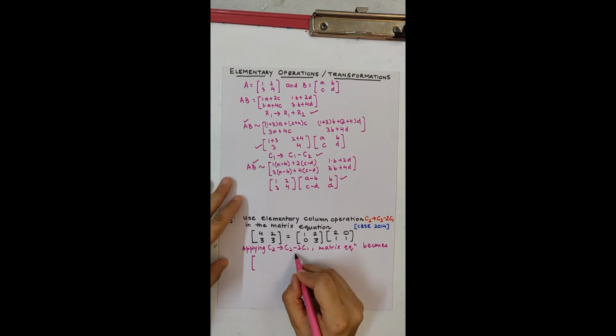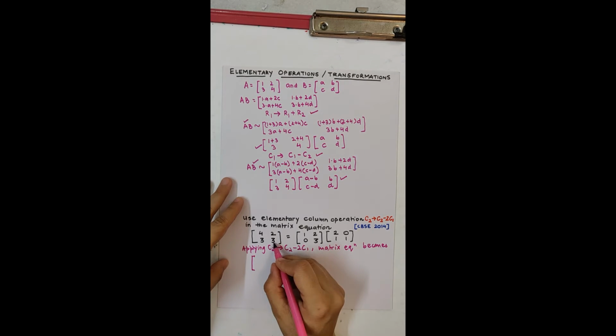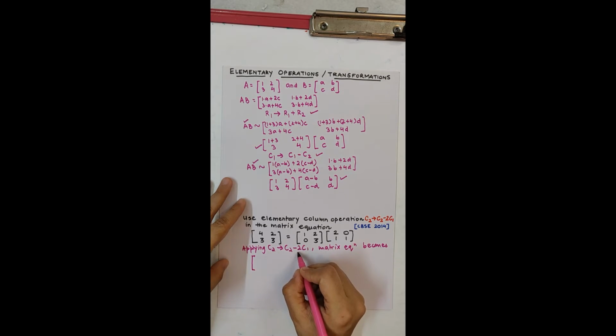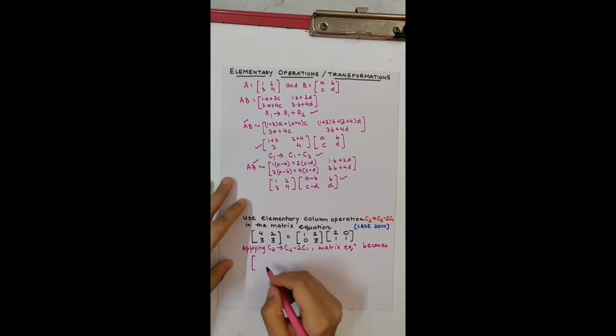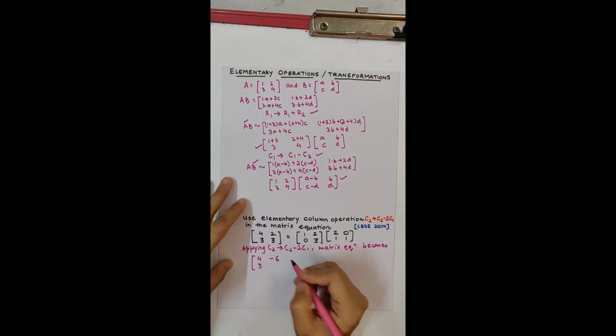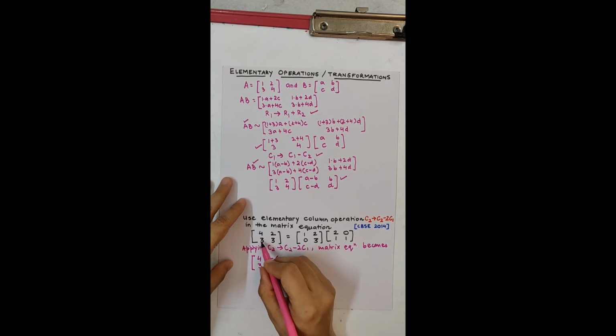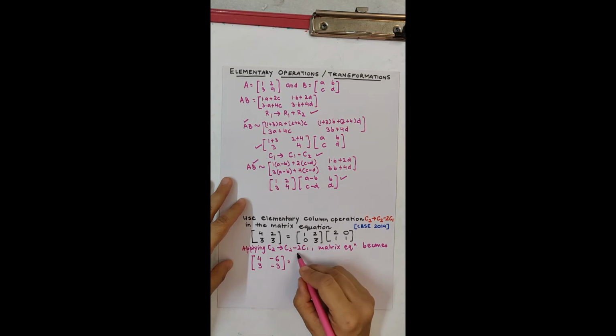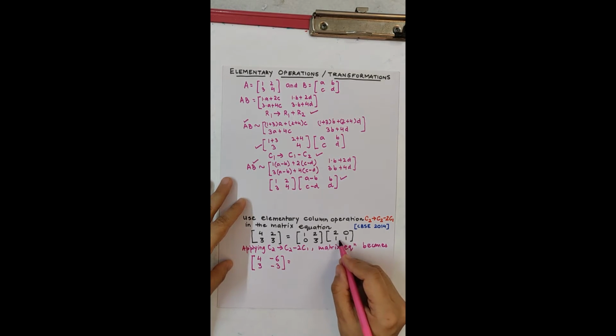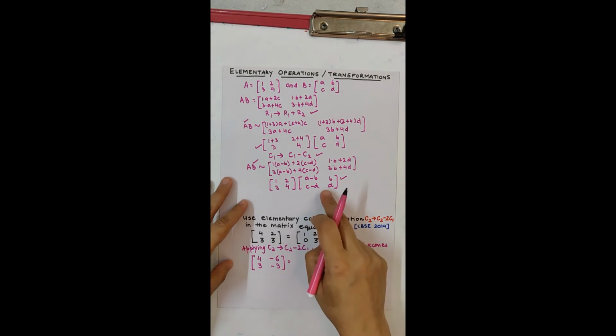we'll apply the operation here. We have C2 goes to C2 minus 2C1, which means from all the elements of the second column you have to subtract twice the corresponding elements of the first column. The first column is not getting affected, so we'll write that as it is. So this will be 2 minus 2 times 4, that's 2 minus 8, that's minus 6. Then we have 3 minus 2 times 3, that's 3 minus 6, that's minus 3. And here on the right hand side, when we apply this operation, it is actually getting applied to the product of two matrices. And we know that when we apply a column operation to a product of two matrices, it is applied to the second matrix.